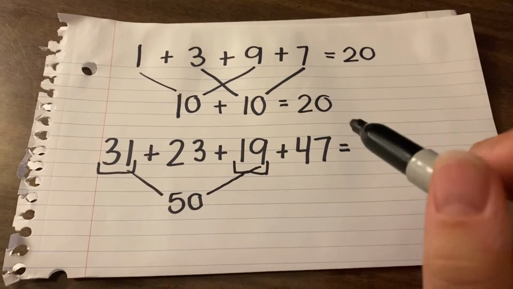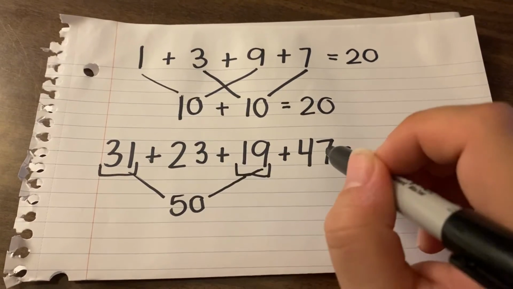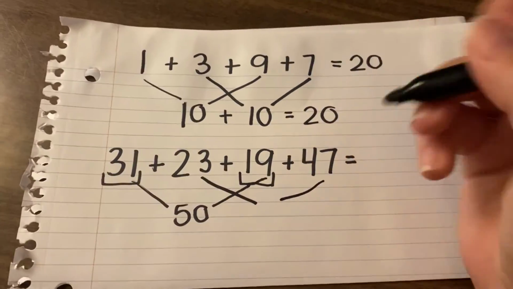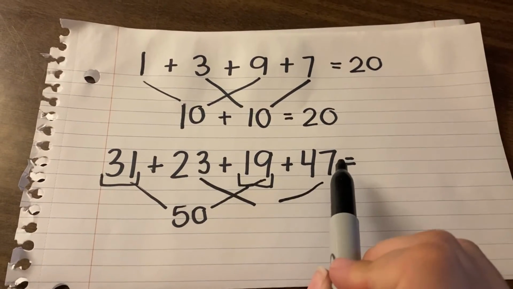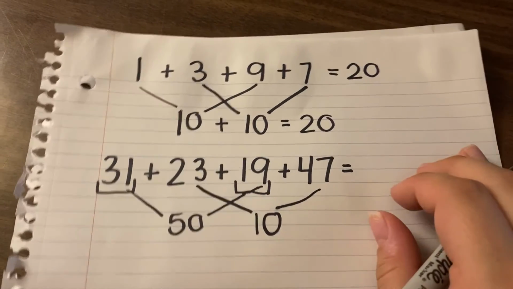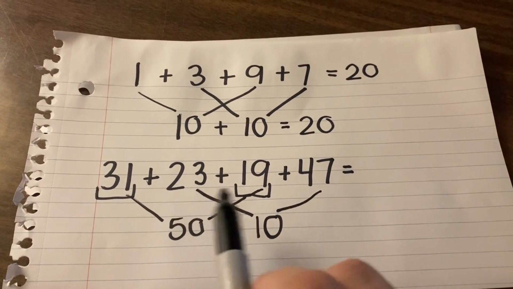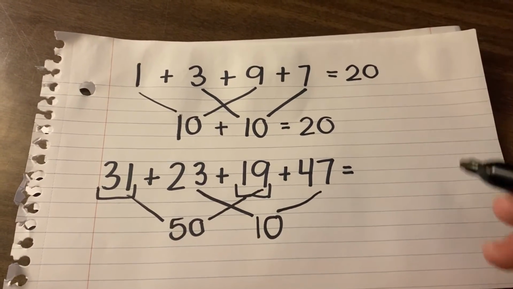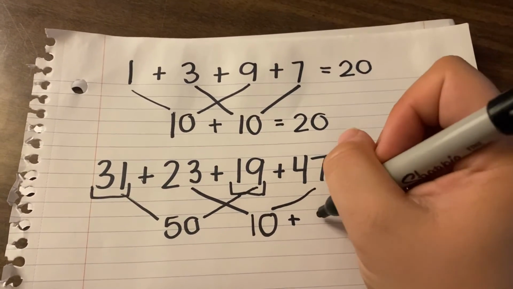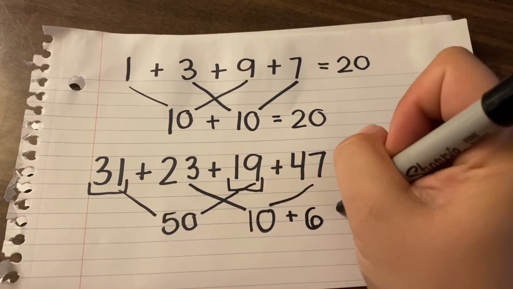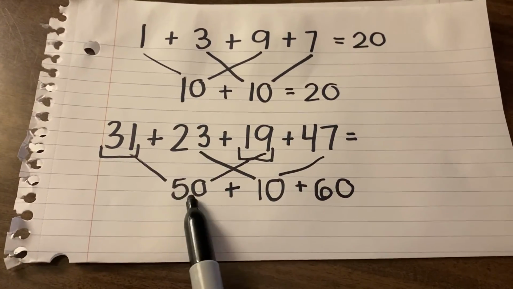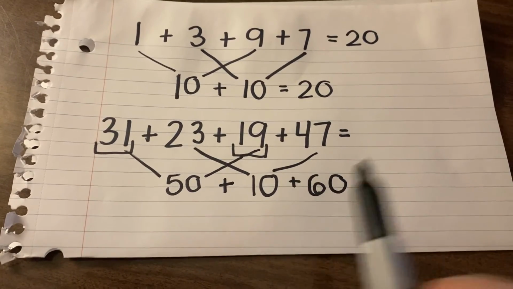I think I can probably do something similar with 23 plus 7. I know my 3 plus 7 was a 10. And then what about the 2 10s plus 4 10s? That equals 6 10s, or 60. So here I'm looking at a problem of 50 plus 10 plus 60.